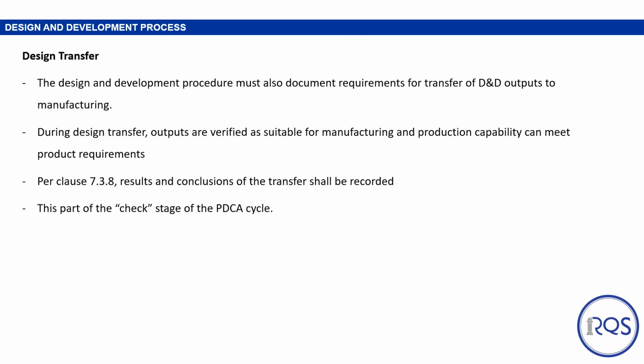The next phase is design transfer. The design and development procedure must also document requirements for transferring design outputs to manufacturing. During design transfer, outputs are verified as suitable for manufacturing, and production capability can meet product requirements. Per Clause 7.3.8, results and conclusions of the design transfer shall be recorded. This is also part of the check stage of the PDCA cycle.